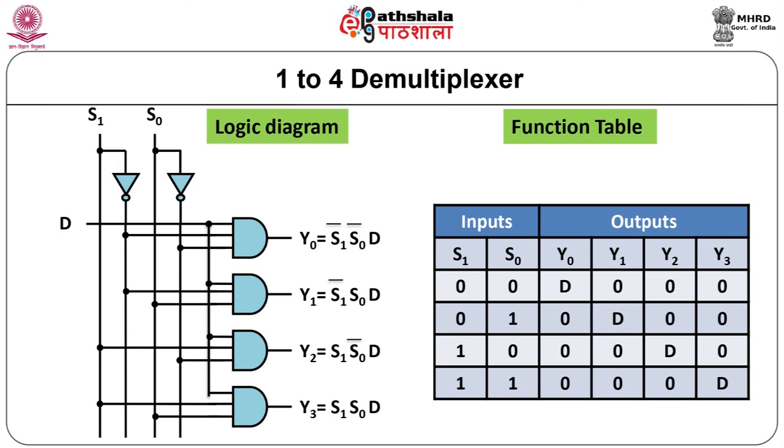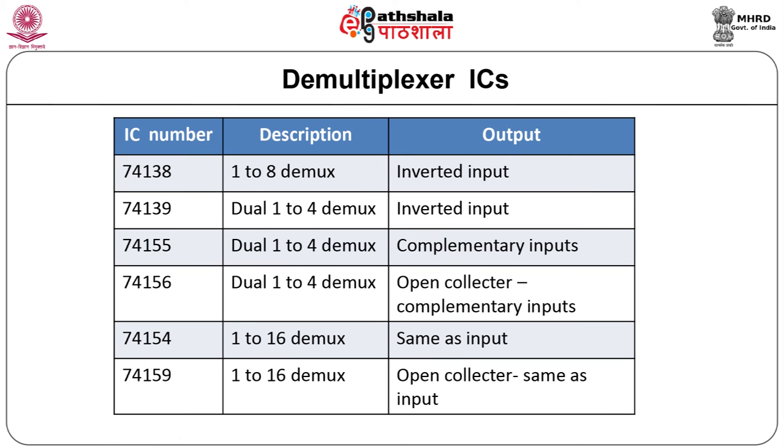Now, we can definitely generate similar higher order demultiplexers like 1 to 8 or 1 to 16 demultiplexers. Let us now study the TTL demultiplexers available commercially in MSI IC form. IC 74138 is a 1 to 8 demultiplexer. The outputs of this demultiplexer are inverted. IC 74139 is a dual 1 to 4 demultiplexer which has inverted outputs.